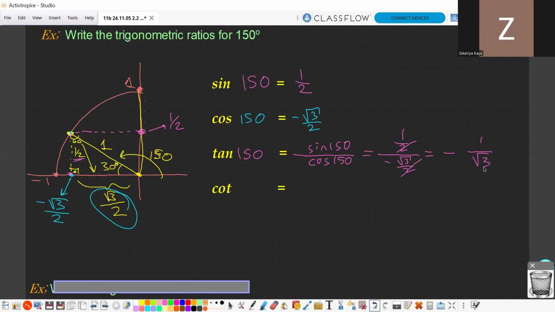Now let's find cotangent 150 also. It is cosine 150 over sine 150. Let's firstly write the numbers of that. Cosine is, we read from here, minus root 3 over 2. Sine is, we read from the top, 1 over 2. Step 1, plus or minus. Minus over positive will be minus. Then step 2, remove the number 2's. It's square root 3 over 1.